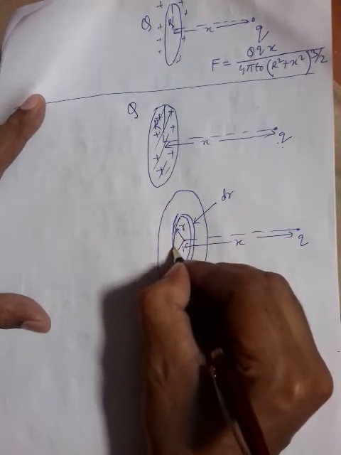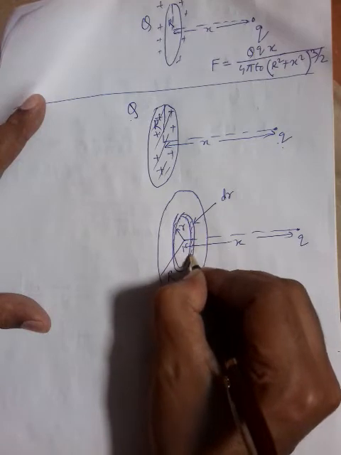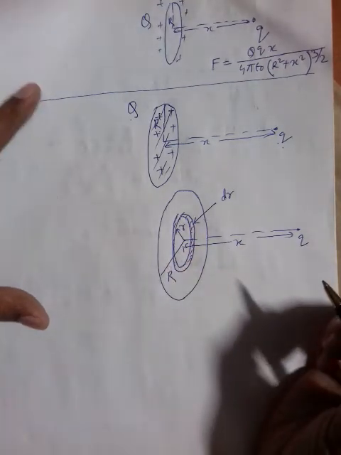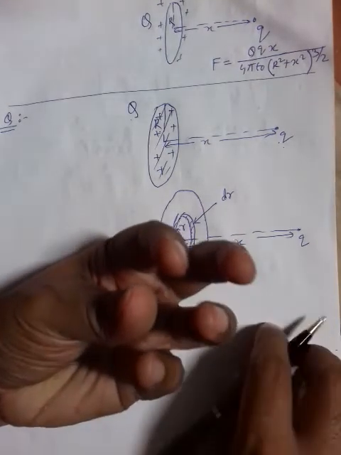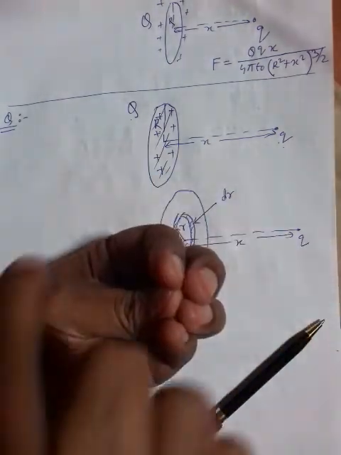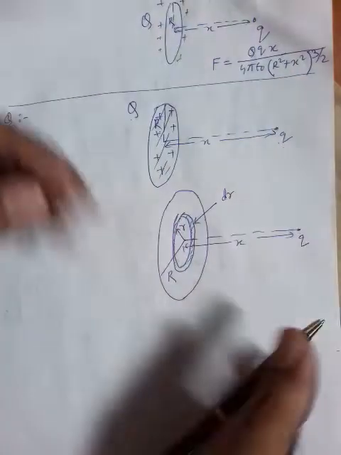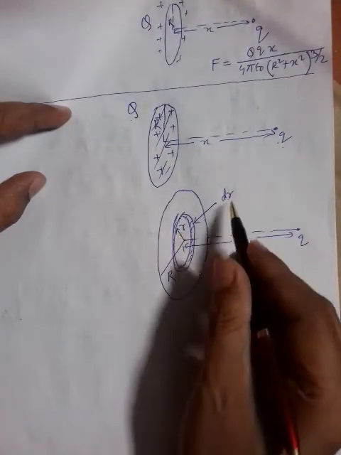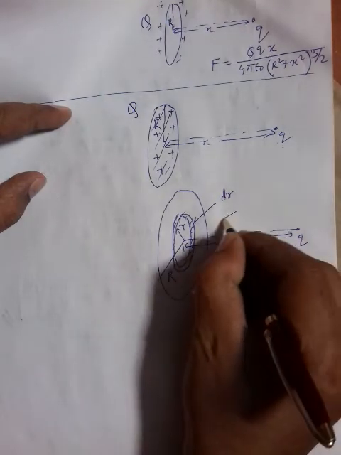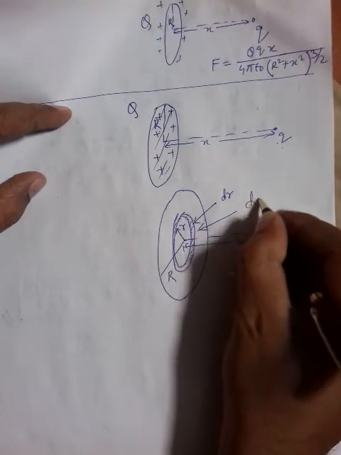Each such circular ring is concentric, one after the other. So one ring here, the next one is here, the third one is here, the fourth one is here, making a disc. I am considering a ring of radius small r and thickness dr. The charge of this ring, say for example, is dq.